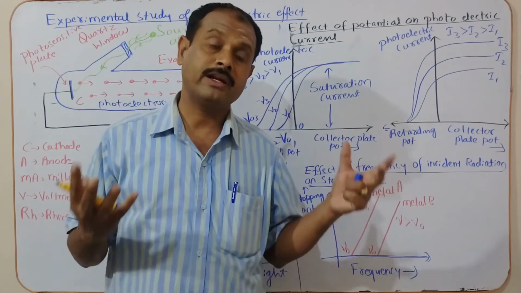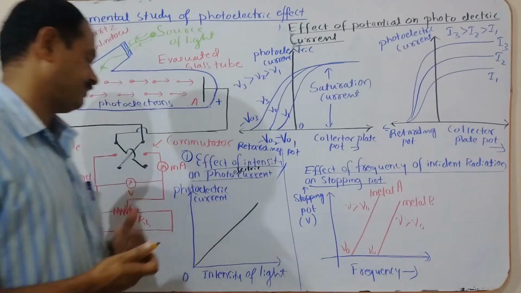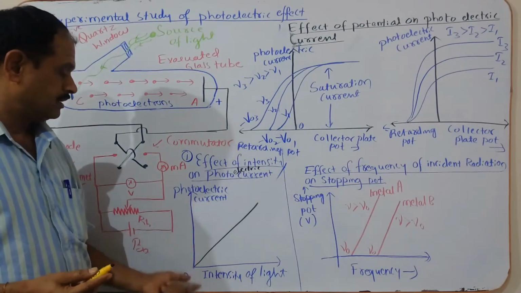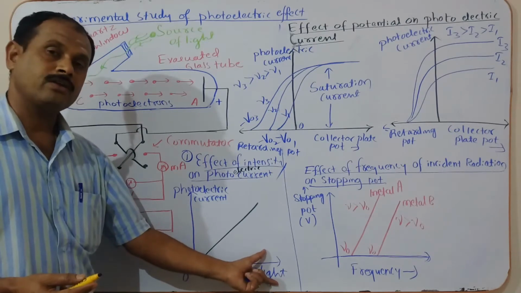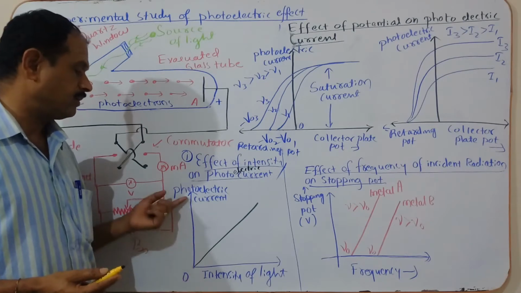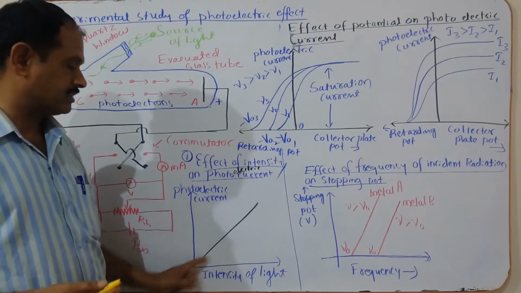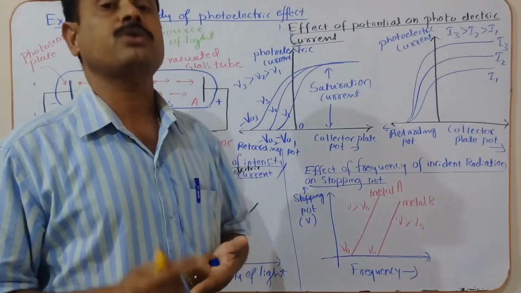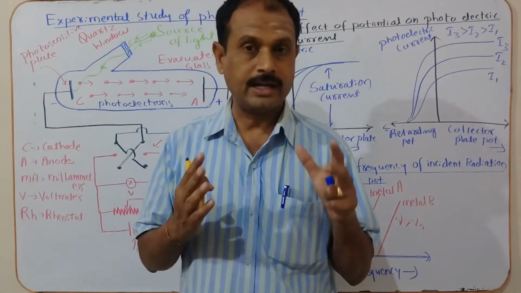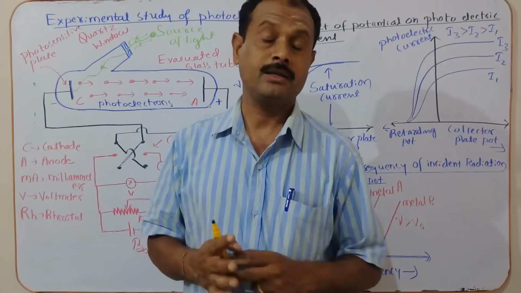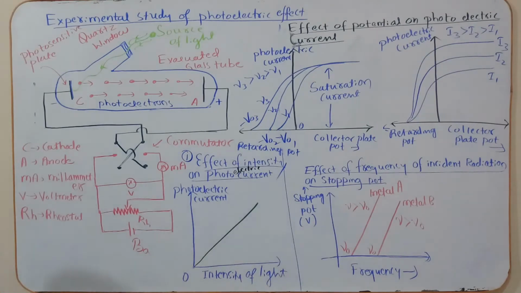If more photoelectrons are emitted, at that time there is more photoelectric current. Now we will draw the graph of intensity of light and photoelectric current. You draw intensity of light along the x-axis and photoelectric current along the y-axis. As intensity of light increases, photoelectric current also increases. It means the photoelectric current, or number of photoelectrons emitted per second, is directly proportional to the intensity of light.